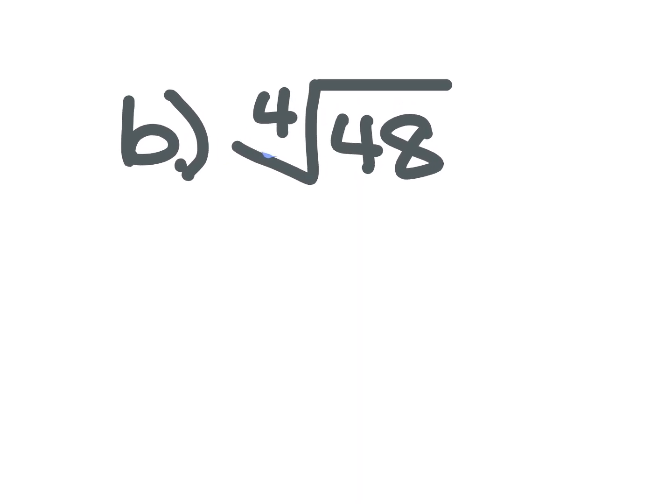So what's our index here? 4. So how many of a kind am I going to need? 4 of a kind. So let's break this down. What are 2 factors of 48? 6 and 8? You could come up with other factors than 6 and 8. That works. But you just need 2. So as long as you got 6 and 8, you're good.